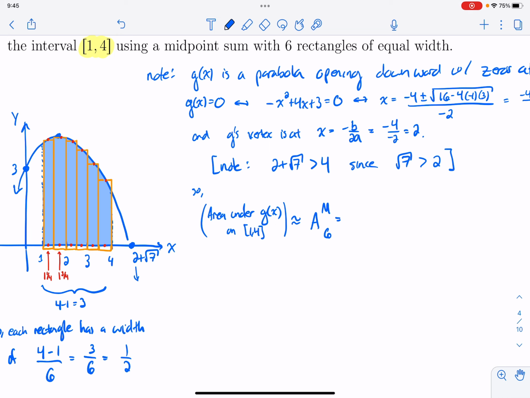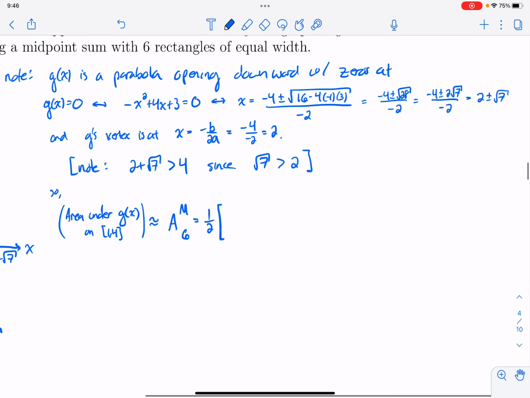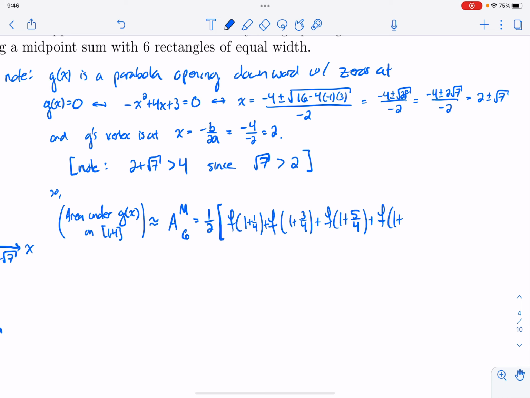This is going to be written as, remember, we have that GCF of the common width, so that's 1/2, times the function values at every one of the midpoints, which, as I noted over here, would be 1 1/4, 1 3/4, 2 1/4, and so on. So this is going to be f of 1 1/4, which is otherwise known as 1 plus 1/4, otherwise known as 5/4, for example, plus f of 1 plus 3/4, plus f of 1 plus 5/4, plus f of 1 plus 7/4.